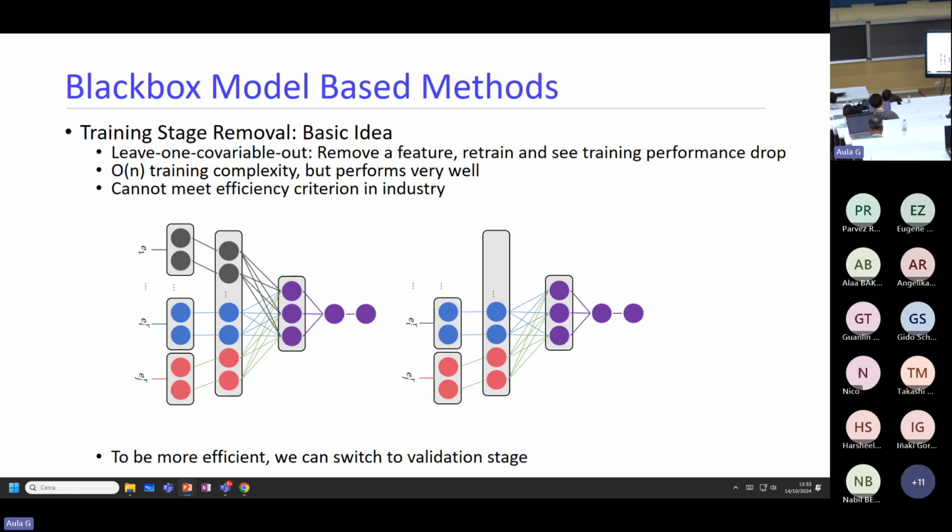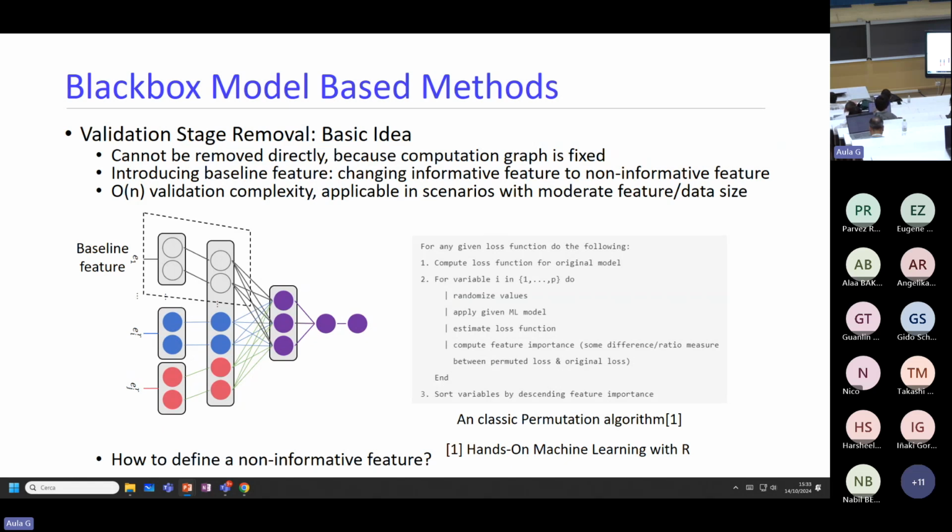If we want to be more efficient, we can switch to the removal-based feature importance in the validation stage. The basic idea of validation stage removal is that we cannot remove features directly, because in the training stage the computation graph has already been fixed. So we use some baseline features, which means these features do not have any information. And we observe the validation loss change when we switch the original informative feature to the non-informative baseline feature.